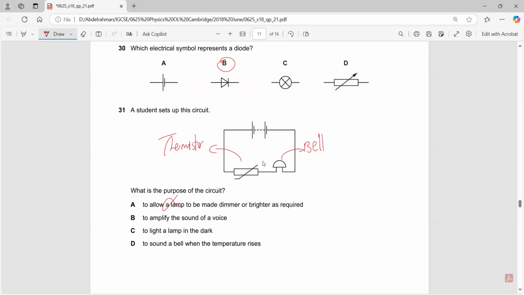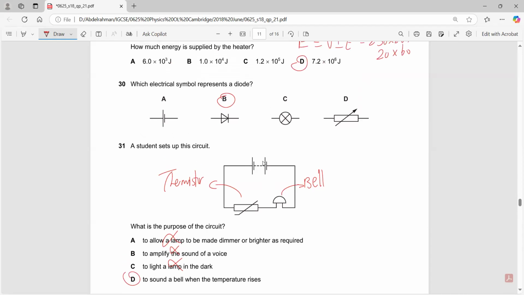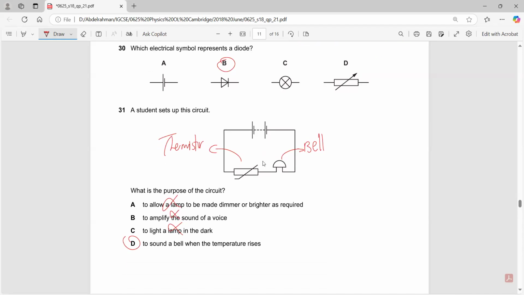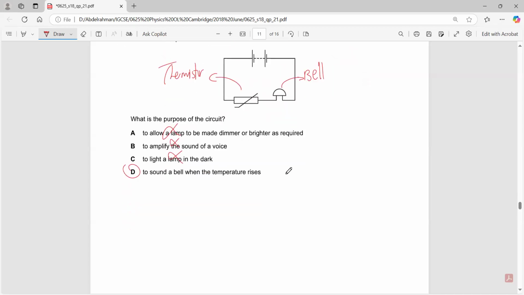To amplify the sound of a voice? Nope. A light lamp in the dark? Nope. So the only possible answer would be D: to sound the bell when the temperature rises. As the temperature rises, the resistance decreases and the potential difference of the thermistor decreases. Therefore, the potential difference of the bell would increase.